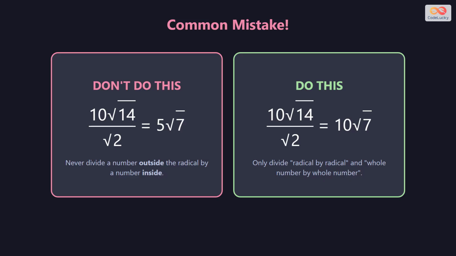Be careful with this common trap. In the example on the left, someone tried to divide the 10, which is outside the radical, by the 2, which is inside. You cannot do that. You can only divide outside numbers by outside numbers and inside numbers by inside numbers. The correct way, shown on the right, is to leave the 10 alone and only divide the 14 by the 2.